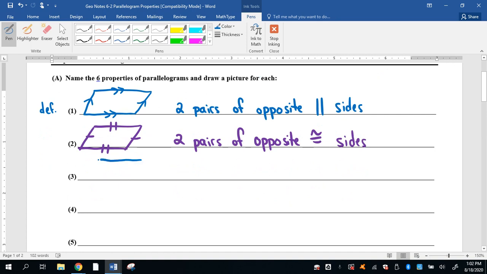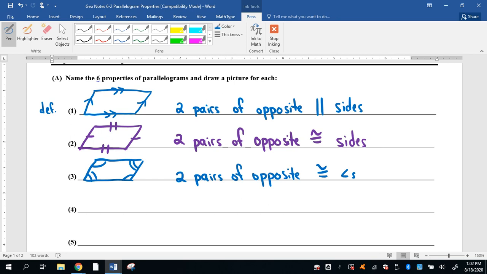And I'll draw a picture. So I want you to draw a picture for each of these and use words. So two pairs of opposite congruent angles.